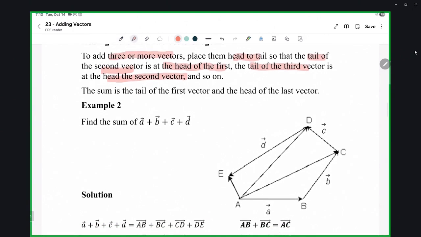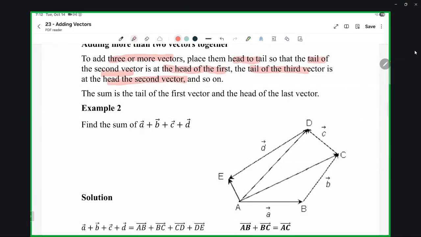So here, if I'm interested in finding the sum of A plus B plus C plus D, if you notice here, here's vector A, here's vector B, here's vector C, and here's vector D.